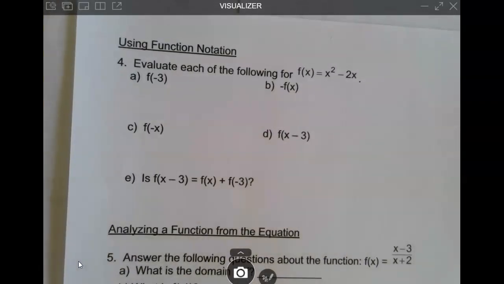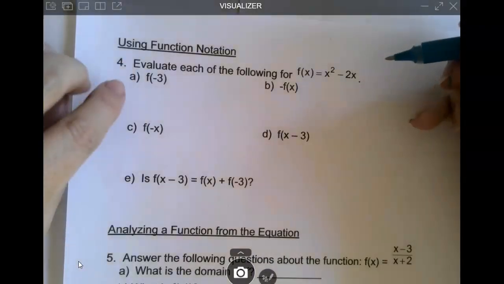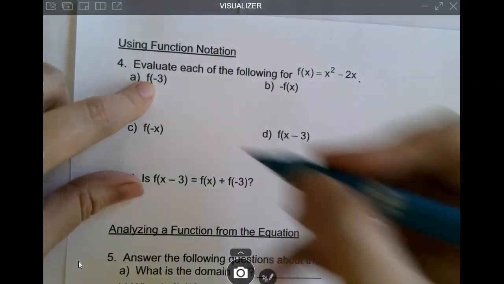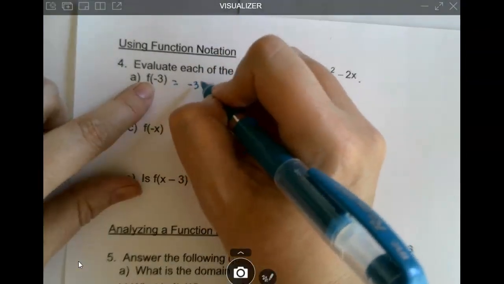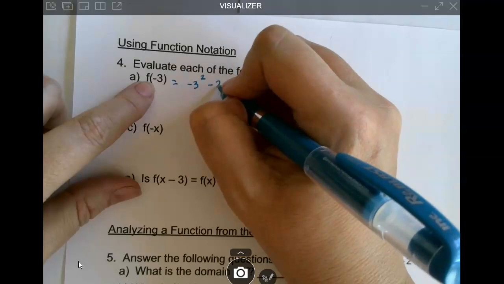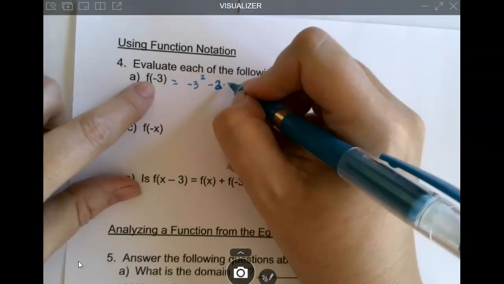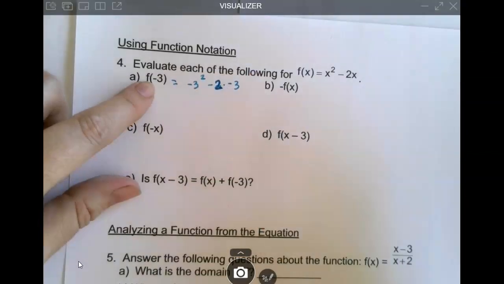Alright, then on the back of our page, using function notation. This is just a little reminder from Algebra 1, a little review. Anytime I put the number in here, I'm going to plug it in for the x's. So here I'm going to plug it in and I get negative 3 squared minus 2 times negative 3.